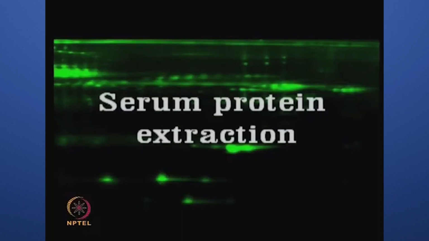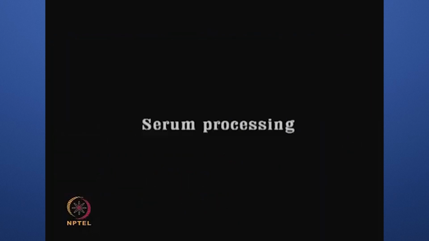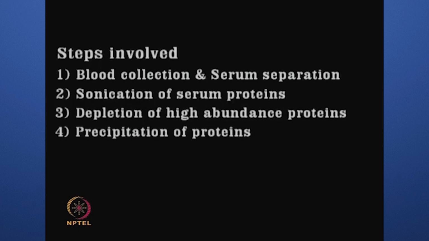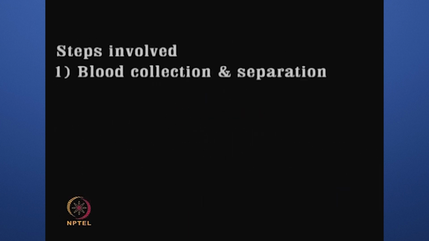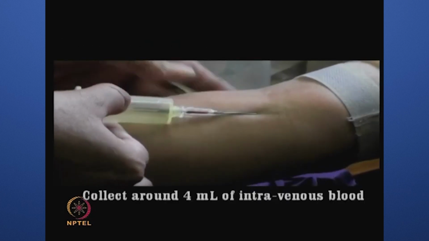Serum protein extraction. Processing of serum involves blood collection and separation, sonication of serum, depletion of high abundance proteins and precipitation of proteins. Carefully withdraw around 4 ml of intravenous blood into a vacutainer tube.